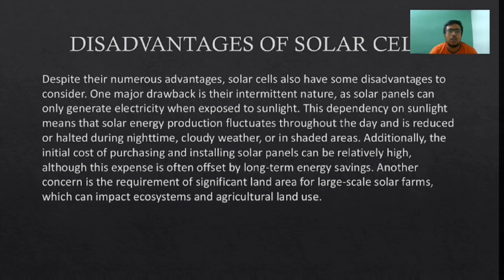Now, what are the disadvantages of solar cells? Despite their numerous advantages, solar cells also have some disadvantages to consider. One major drawback is their intermittent nature. As solar panels can only generate electricity when exposed to sunlight, this dependency on sunlight means that solar energy production fluctuates throughout the day or is reduced or halted during nighttime, cloudy weather, or in shady areas.